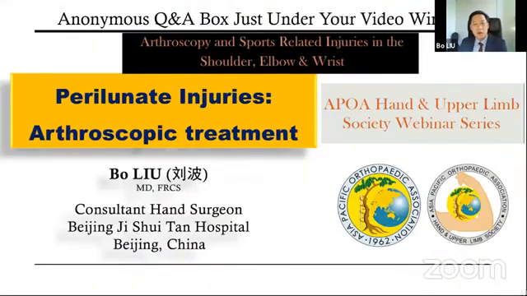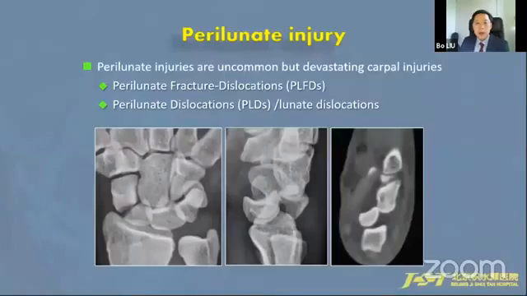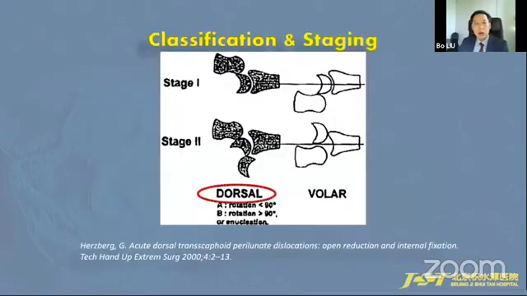So Jeff has already given us a very comprehensive and wonderful lecture on perilunate injuries. I will share some of my humble experience on the arthroscopic treatment for this difficult condition. So as mentioned, perilunate injuries are uncommon but devastating carpal injuries. They could have fracture dislocations, mostly involving the scaphoid fracture. It could be a so-called pure ligament injury, involving the ligaments around the lunate and carpal bones. So there are a lot of classifications and staging, but most of us, I believe every one of you knows this staging by Professor Herzberg.